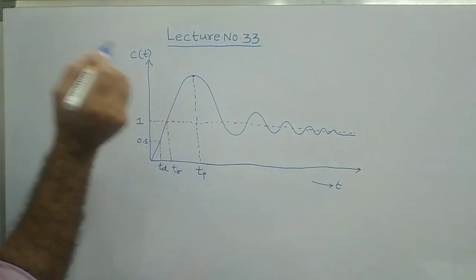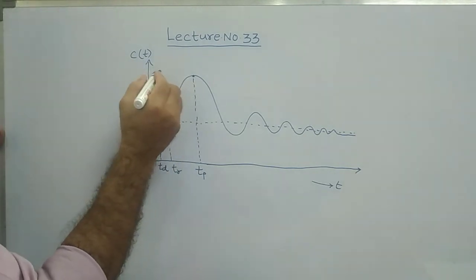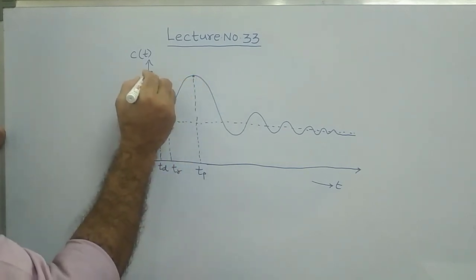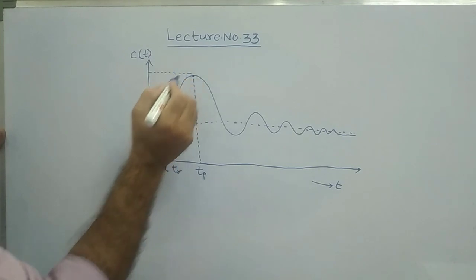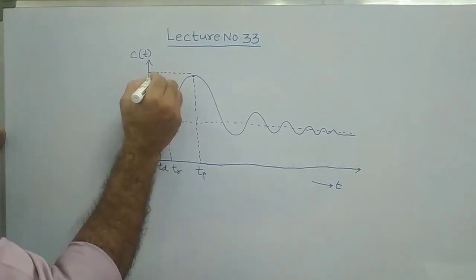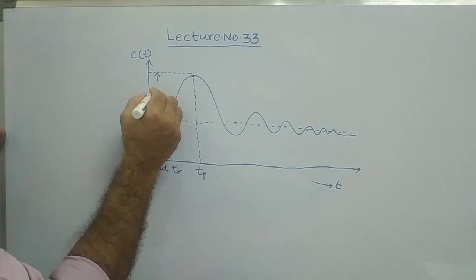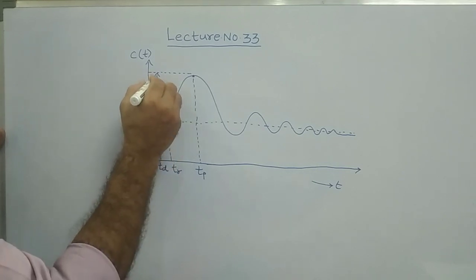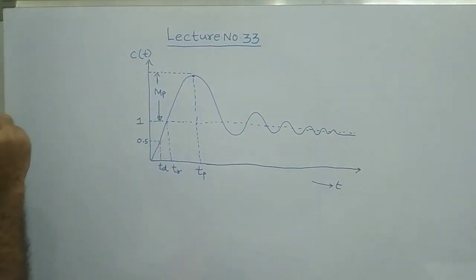And also we have seen in our previous presentation the maximum peak overshoot. That is the gap between the peak value and this line 1. This is the difference actually. This is called peak overshoot.